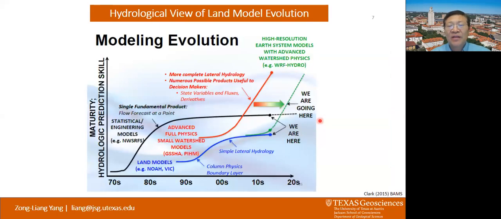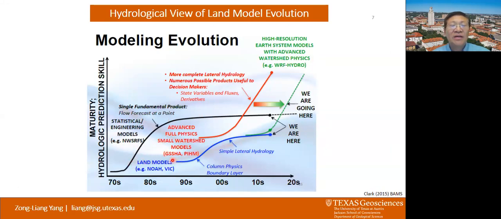Another view is actually from Dr. Maidment and his colleague Ed Clark. I don't think it was published in BAMS, and I forgot which journal it was published in, but it was presented in 2015. You can see from a hydrological point of view, the skill of model predictions has evolved tremendously over the past 4 decades as well.